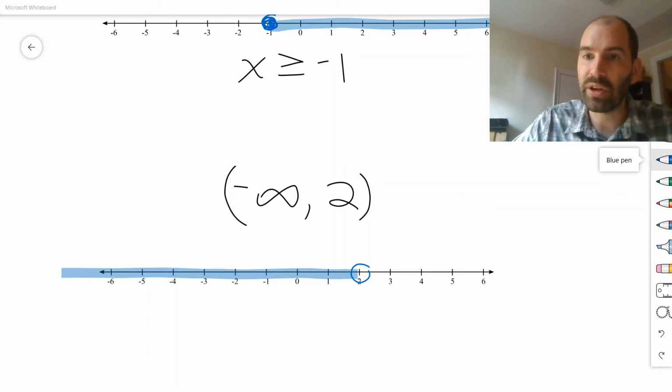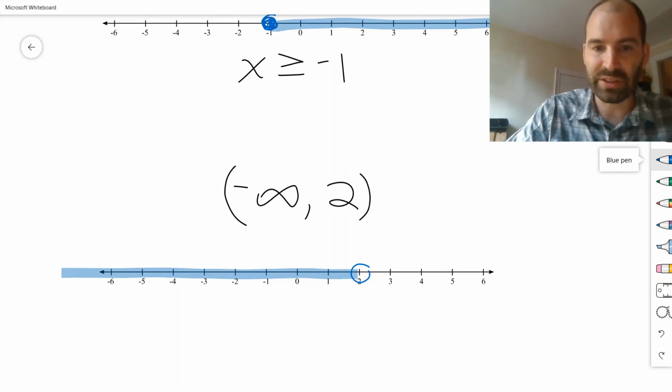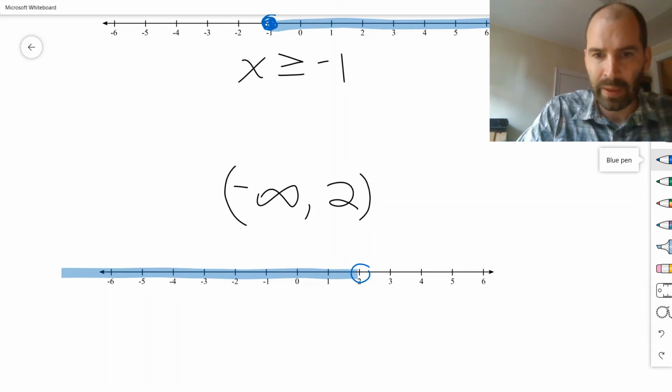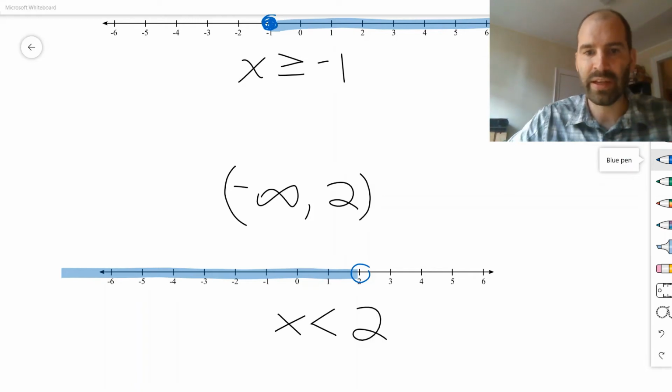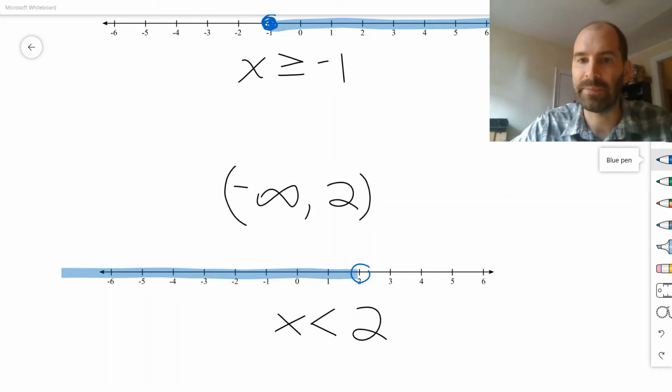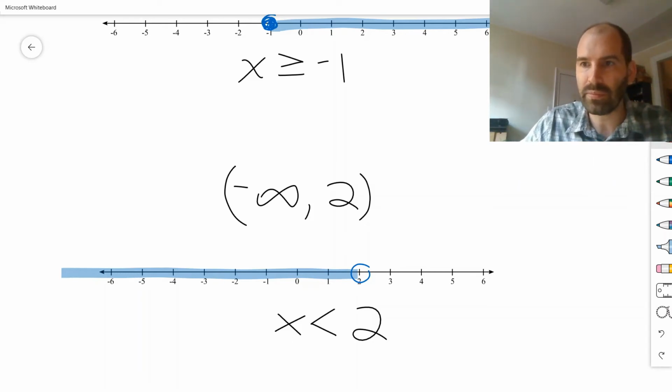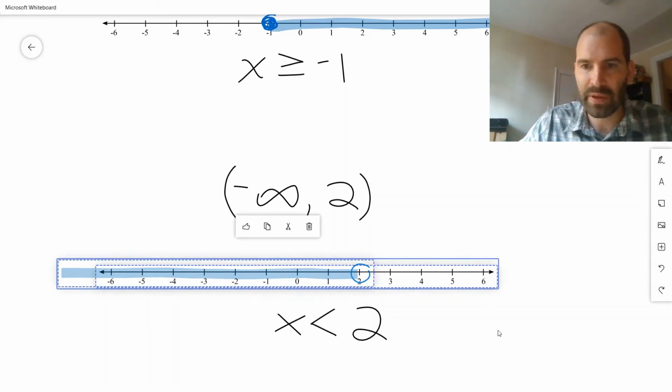What would the inequality look like using inequality symbols? Well, x is to the left of 2, so I would write x is less than 2, and that's how I would write it as an inequality. So we have 3 different ways of viewing that one. Okay, now there's one more type that we might see.